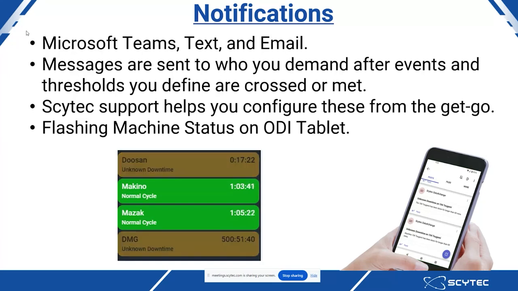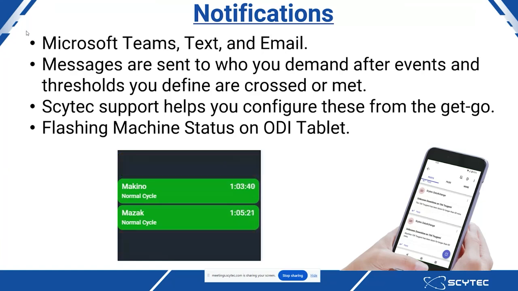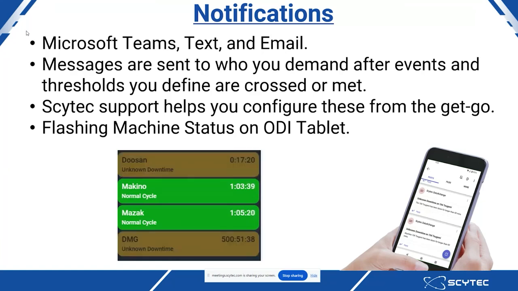So let's say, for example, as I used earlier, you have a machine that has been at an unknown downtime for 30 minutes. You will get a notification via Microsoft Teams, text, or email, alerting you or whoever else you define to go out and see what is going on with that machine, and find out why it's been in that unknown downtime. We also have the ability to send notifications in other different ways.